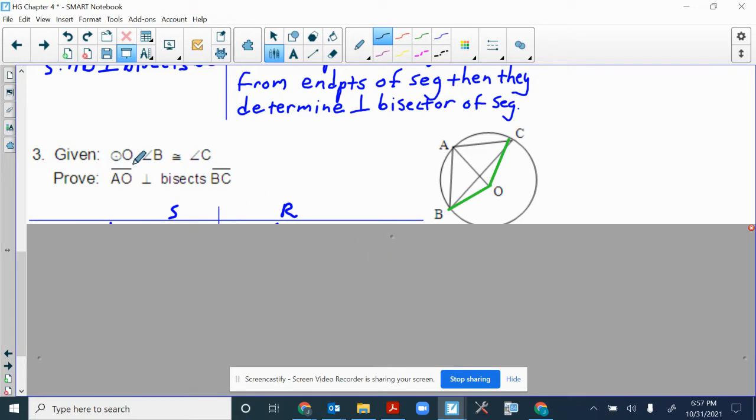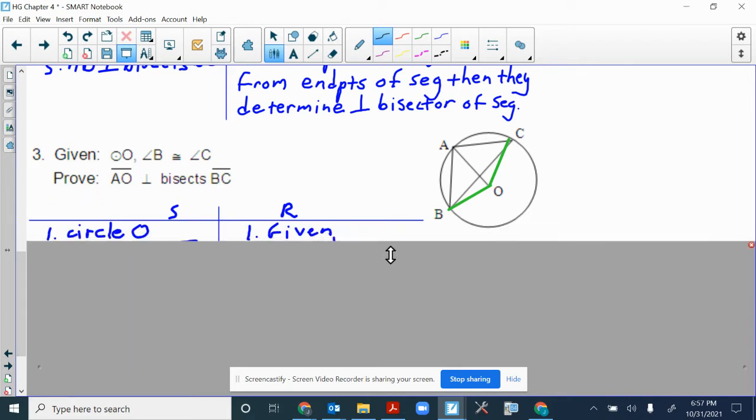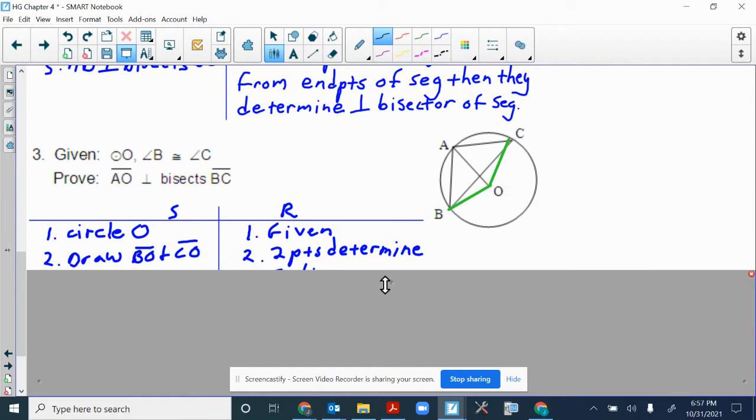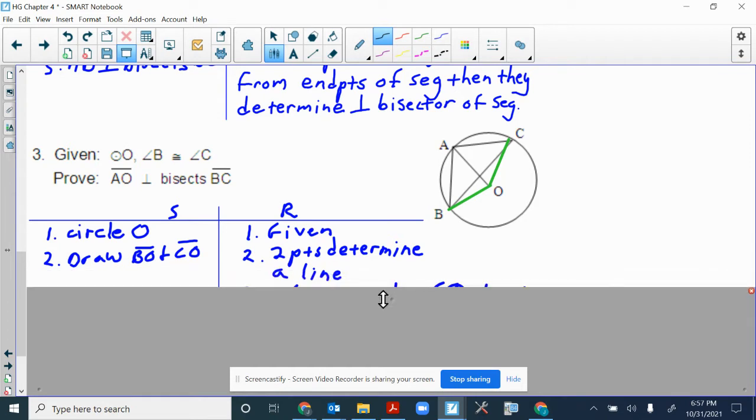All right, so we're given circle O and angle B is congruent to angle C. So we want to say that AO is perpendicular and bisects BC. So let's get going. So the first thing is we're given a circle. And then you can kind of see I had already drawn it.